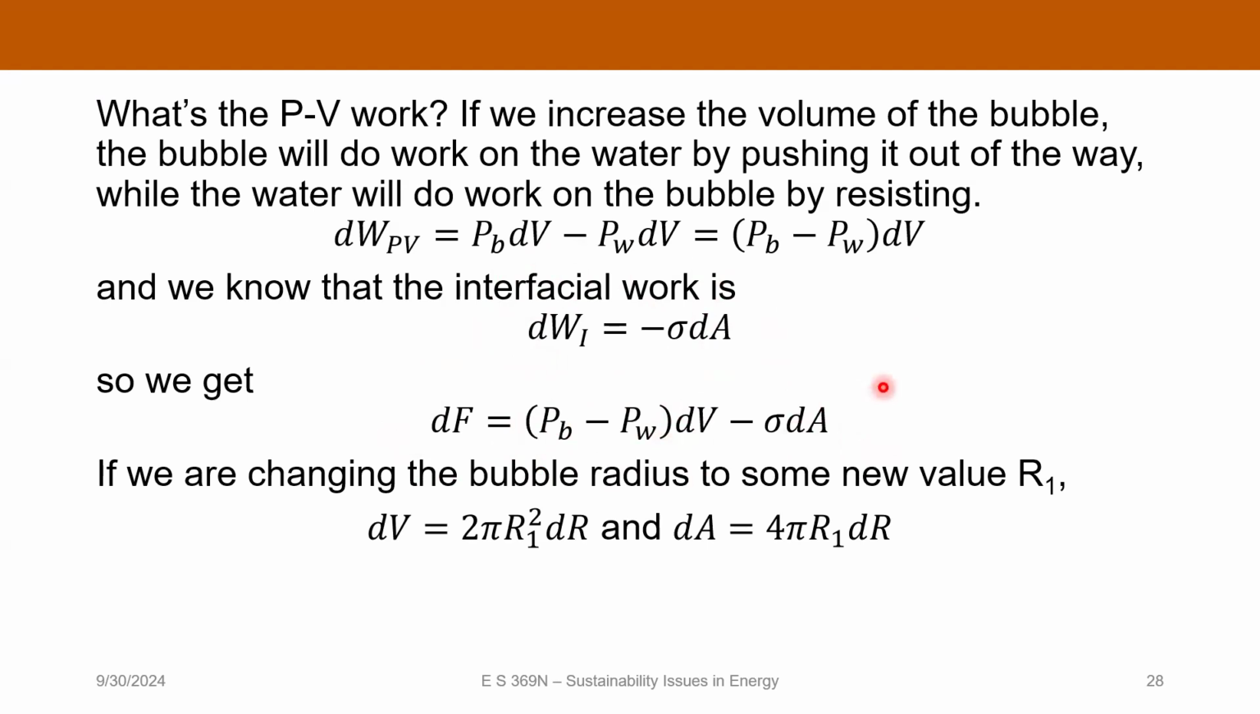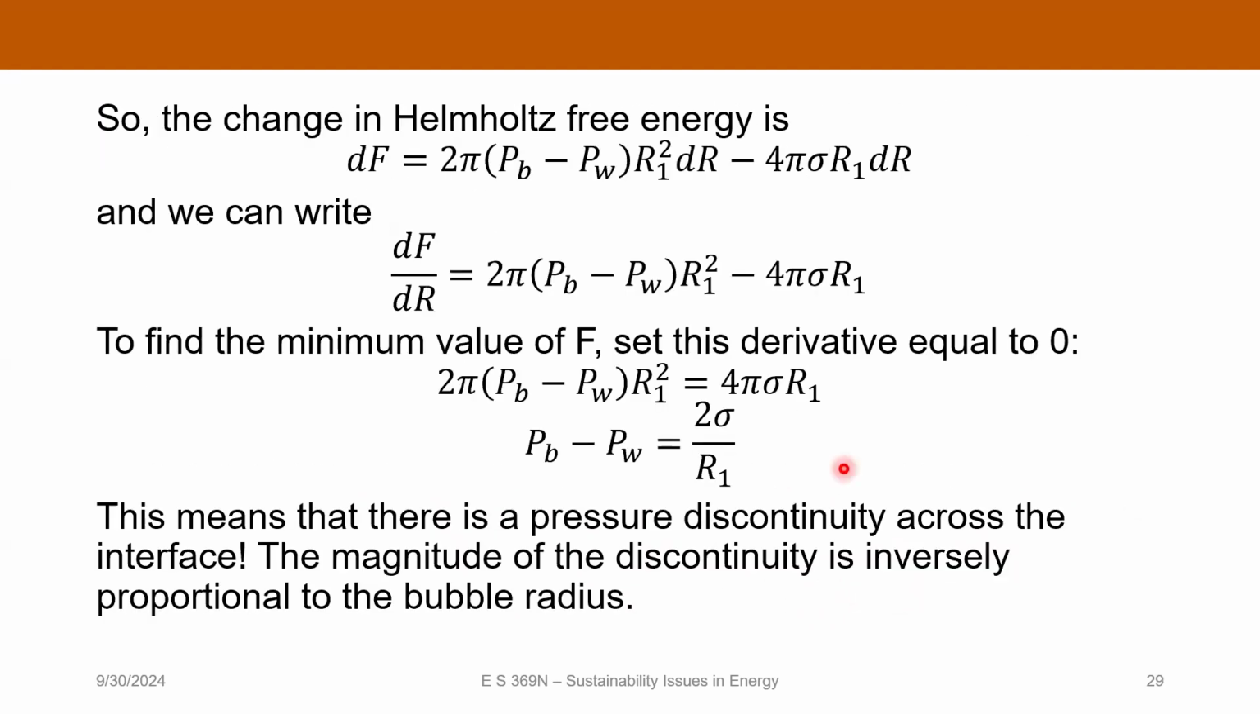All right, so we can actually write expressions for this now. If we are simply changing the bubble radius to a new value, which we'll call R1, then the dV is simply going to be given by this term here. So that's the incremental change in the volume of the sphere. And then the incremental change in the area of the interface is going to be given by this expression here. Okay. And so what this allows us to do, if we plug that into the Helmholtz free energy, is we end up with a differential equation.